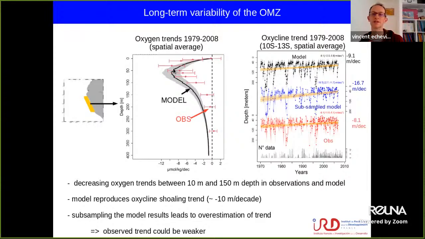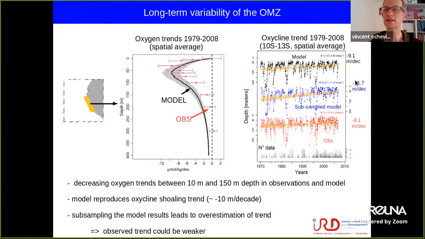And also what we did is to try to see if we use the same sampling as the data, what kind of trend do we obtain? So this blue time series here is that we took the model values, but we sampled them exactly the same way as it was done with the ships of IMARPE during all this period. And what we obtain, so this is for the oxycline trend in this case, is a much stronger trend than the model trend.